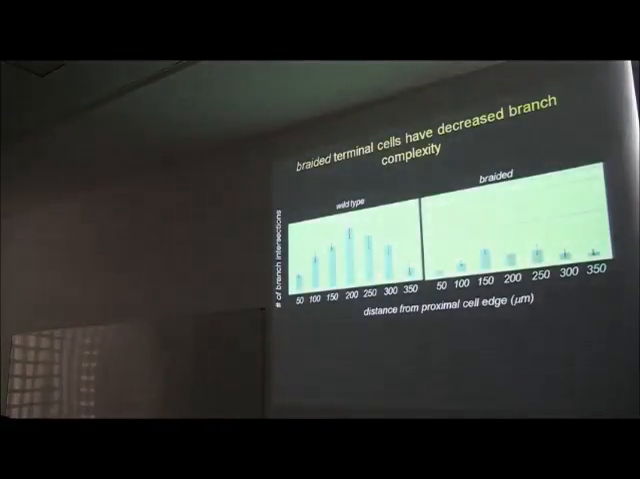So these are just Sholl diagrams, giving you an idea of the complexity of the branching in the cells. In wild-type terminal cells, if you draw circles of different diameters, 50, 100, 150 microns from the center of the cell, you would intersect this number of branches. The y-axis isn't showing the actual numbers, but it is an increasing number of branch intersections. In braided mutants, you can see that we still get long branches, but there's a reduction.